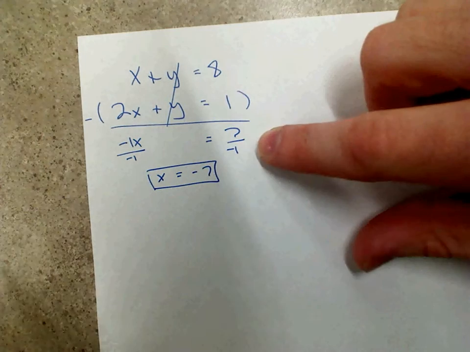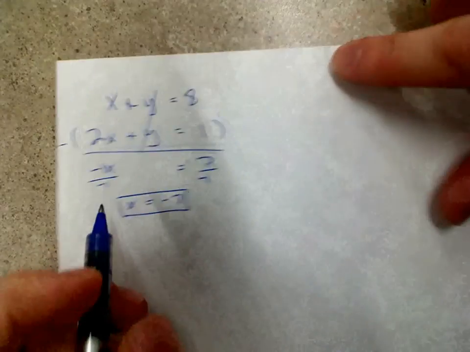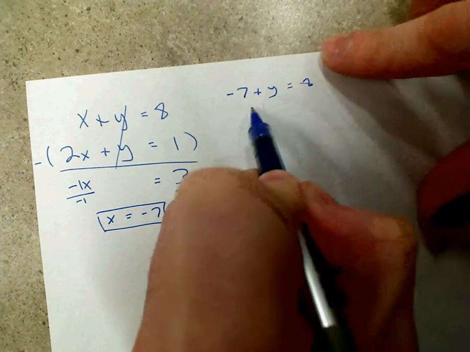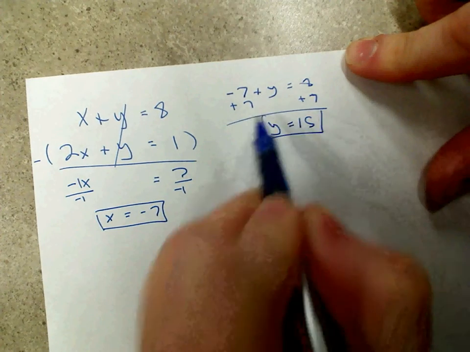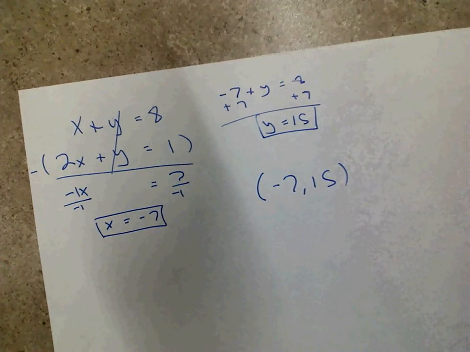X equals negative 7. And then if I plug that back in, I'll plug it into the first equation because that's a little bit easier. If x is negative 7, then y must be 15. So I know that the solution to the equation is negative 7, 15.